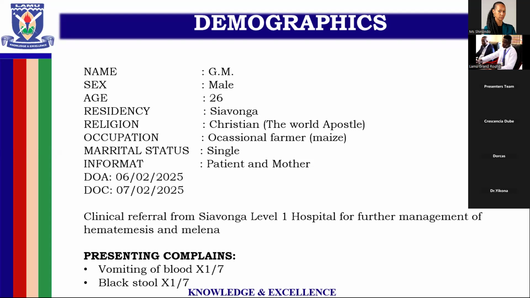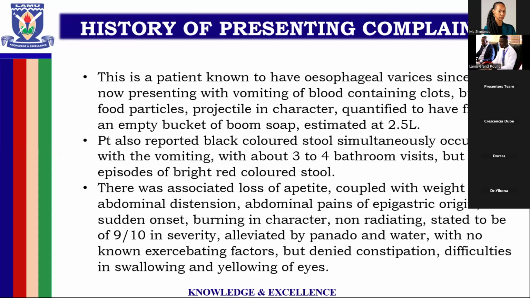So he came in presenting with the following complaints: vomiting of blood and black stool for a day. In his history of presenting complaints, we found out that he is a known patient with esophageal varices since 2018, now presenting with vomiting of blood containing clots but no food particles. It is projectile in character and quantified to fill up an empty bucket of about 2.5 liters. This patient also reported black stool occurring simultaneously with the vomiting, with about 3 to 4 bathroom visits, but denied any episodes of bright red stool.